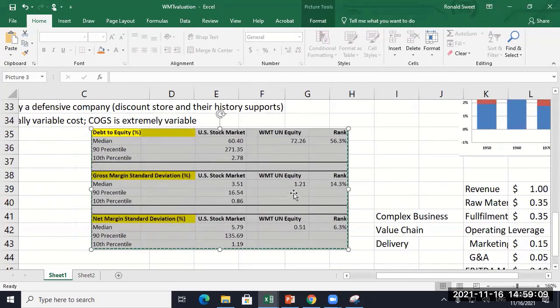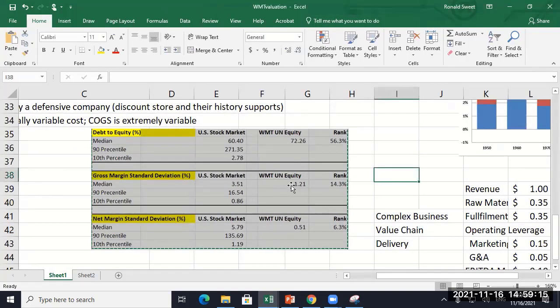All right, so let's look at the gross margin. Their gross margin, remember on the paper, don't say their gross margin is 1.12%. That's not right. That's the standard deviation of their gross margin: 1.21%. The standard deviation of the market is 3.51. So they're one of the most stable out there, and that's what you would expect with the retail.